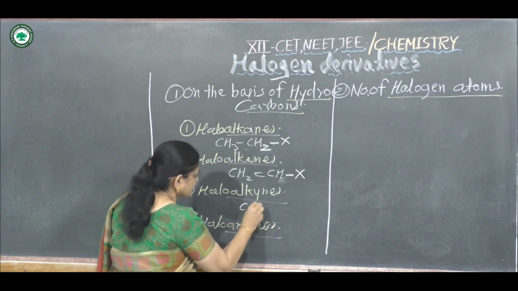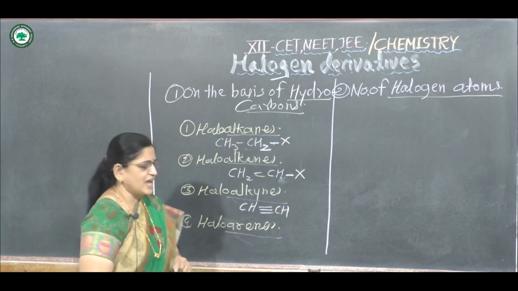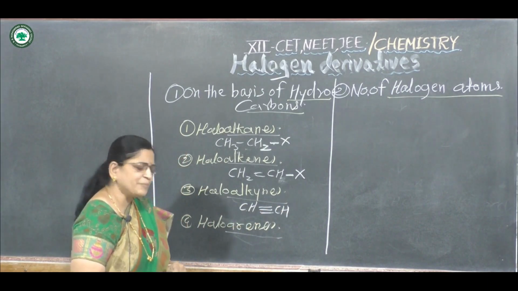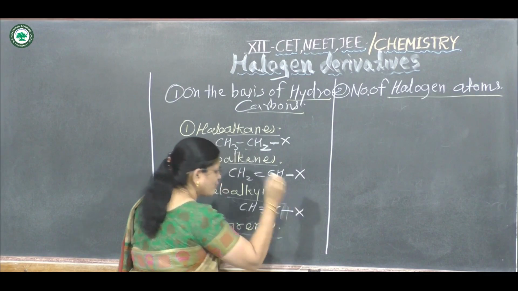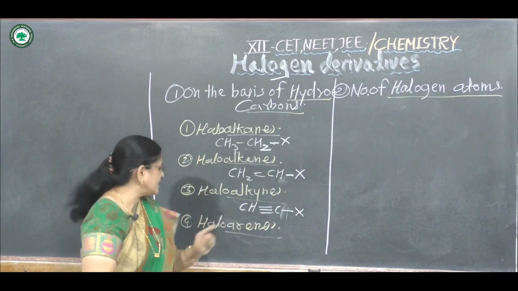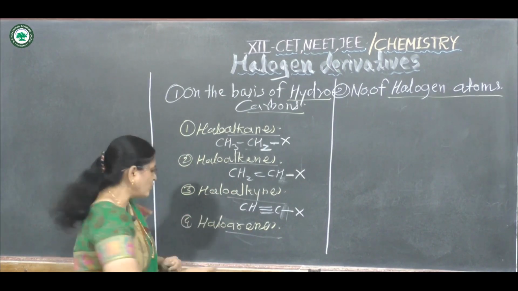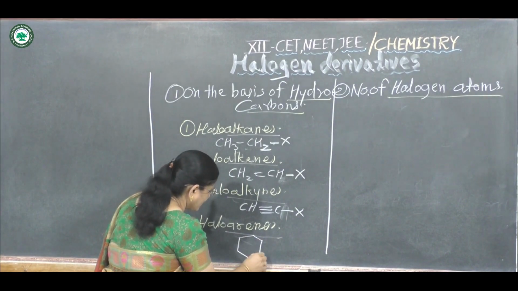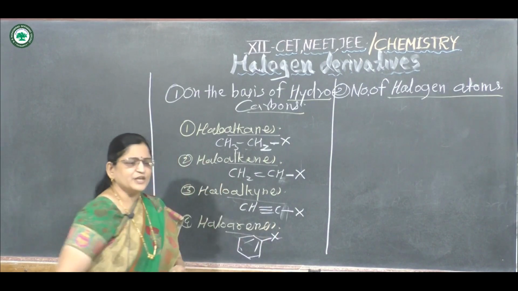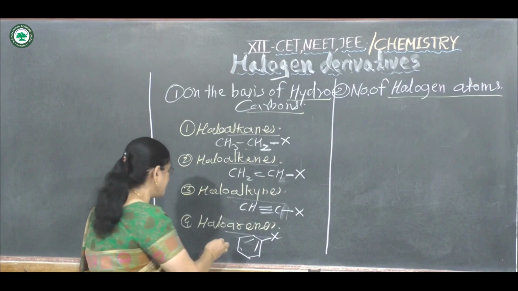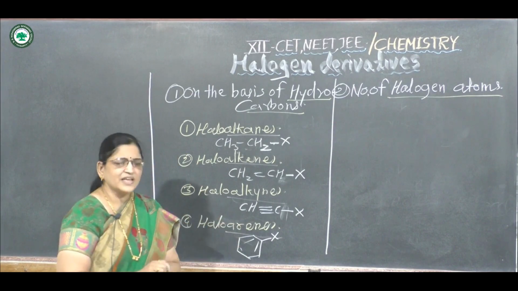Then the third one, that is CH≡CH. This is a derivative of alkynes. Alkynes means a carbon-carbon triple bond. Again, if the hydrogen atom gets replaced by a halogen atom, these are called halogen derivatives of alkynes, that is haloalkynes. And the fourth one is haloarenes. That means in this aromatic compound, suppose benzene, if one of the hydrogen atoms of benzene is replaced by a halogen atom, then it becomes haloarenes, or halogen derivative of arenes.